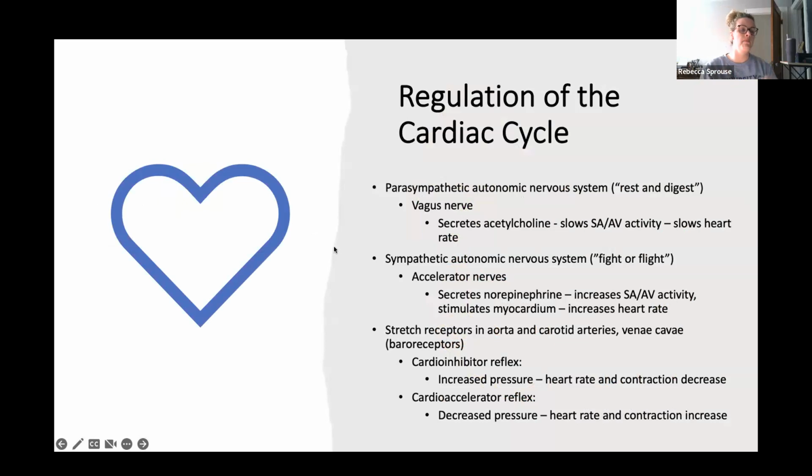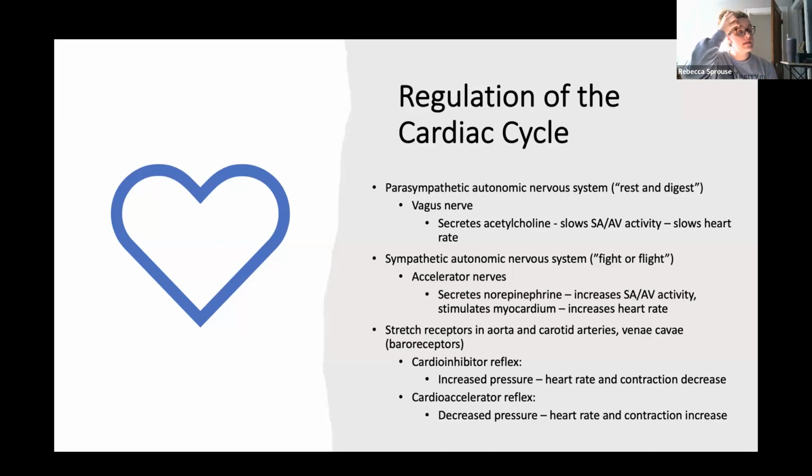Yes, so the parasympathetic division of the autonomic nervous system is our rest and digest. So that's going to slow down our heart rate if we're talking about cardiac function. And how it does that is it secretes a neurotransmitter called acetylcholine into the synapse between the cells that are depolarizing. And that's going to slow down our SA and AV node firing. And it's going to make it happen at a slower speed. And so that will slow down our heart rate if our heart rate is too fast.